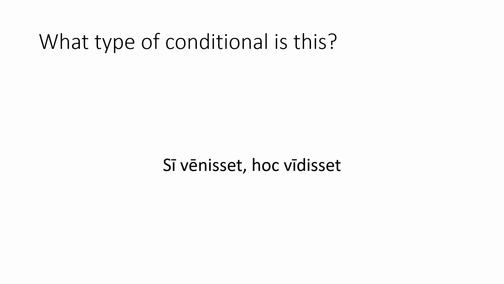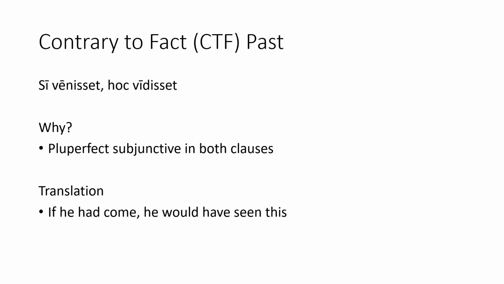What type of conditional is represented by the sentence, si venisset hoc vidisset? If you guessed contrary to fact past, you were correct. Since both the verb in the protasis and the verb in the apodosis are pluperfect subjunctives, the condition has to be a contrary to fact past. It is translated as, if he had come, he would have seen this.